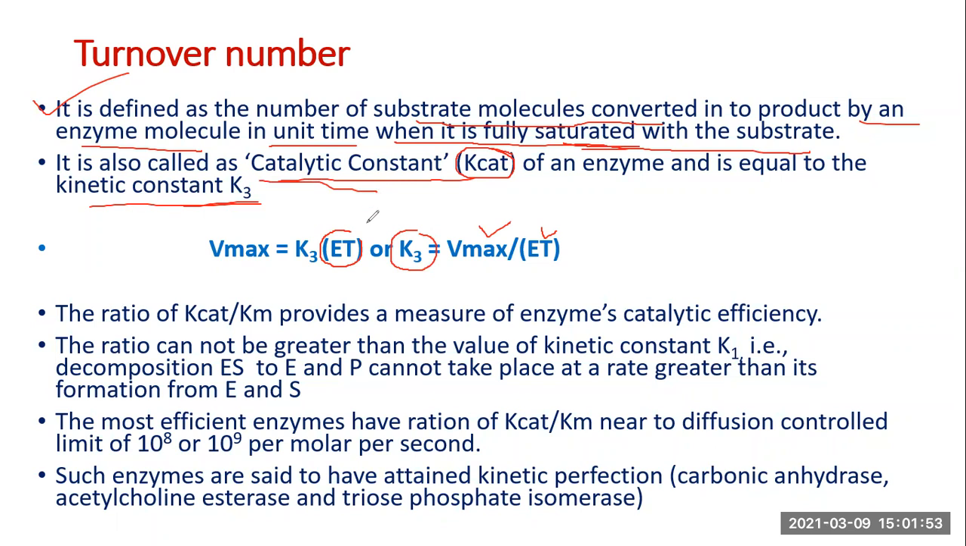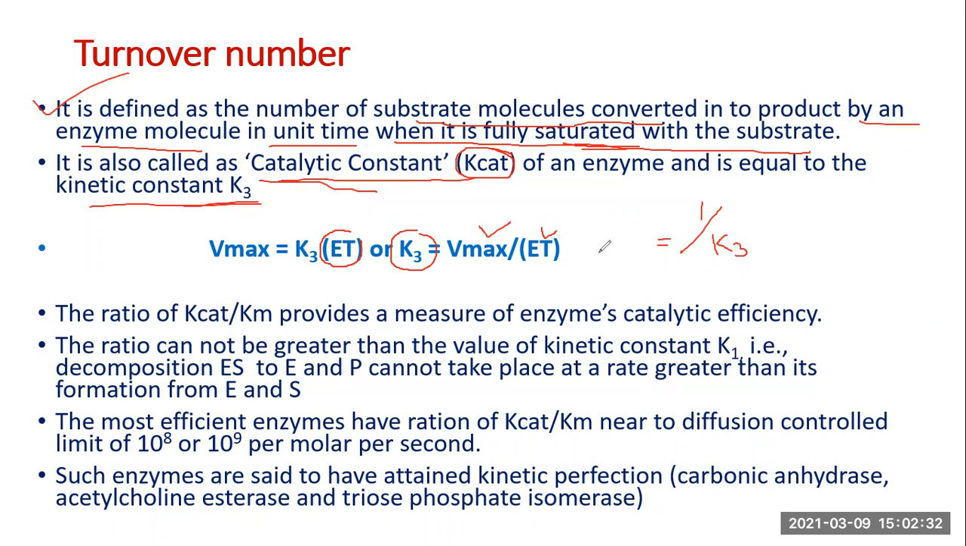Number of substrate molecules converted into product in unit time by a single enzyme molecule is called the turnover number, right? And when you take the reciprocal of the turnover number, 1 upon K3, this is the time required for completing one catalytic cycle. If you take the reciprocal of turnover number, it will give you the time required for completion of one catalytic cycle, right? So for example, let's say turnover number is 10.